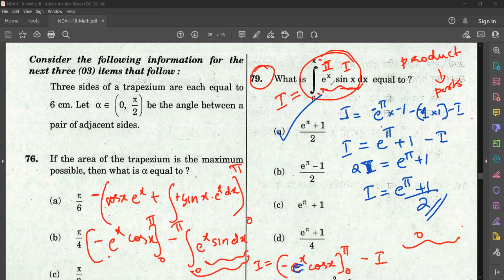So when you have a product, there is no other method; you can do integration by parts.